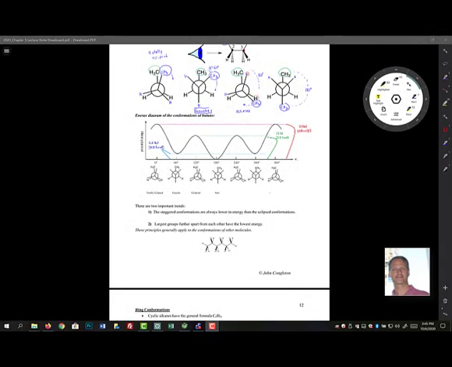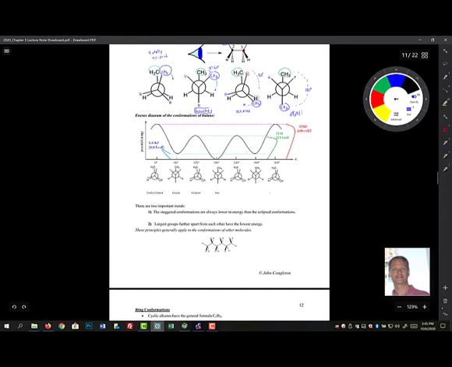So we're going to start off here. We've seen our totally eclipsed conformation, right? We've seen our gauche conformation, our eclipsed conformation, and then over here, we have our anti-conformation. All right, so here's our anti.